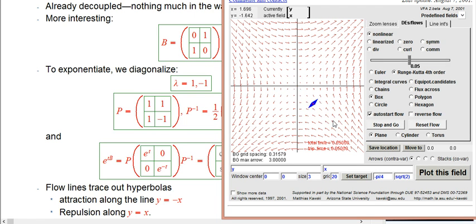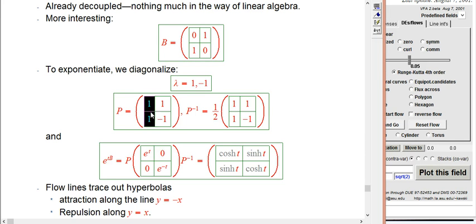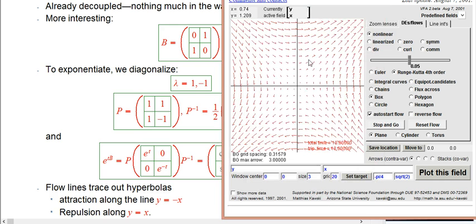It's going to take a little box, and it's going to push it in along 1, minus 1 and push it out along 1, 1. And that's telling us the fact that 1, 1 is the eigenvector corresponding to e to the t, which grows as t goes to infinity, and 1, minus 1 is the eigenvector corresponding to e to the minus t. Again, going through it kind of quickly, hoping that that's kind of review.